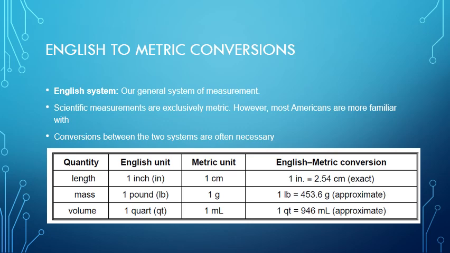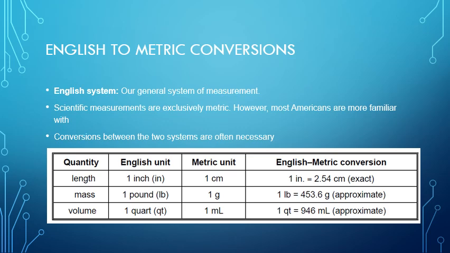So we have those conversion factors that we would use for length, mass, and volume to help us with some of these conversions. So when we look at this in terms of the length, we would have for the English system the inch. For the metric system, we would have a centimeter. So our English to metric conversion would be 1 inch equals 2.54 centimeters, and that is an exact measurement.